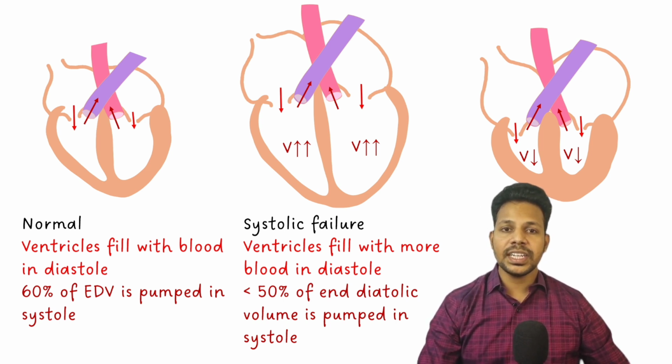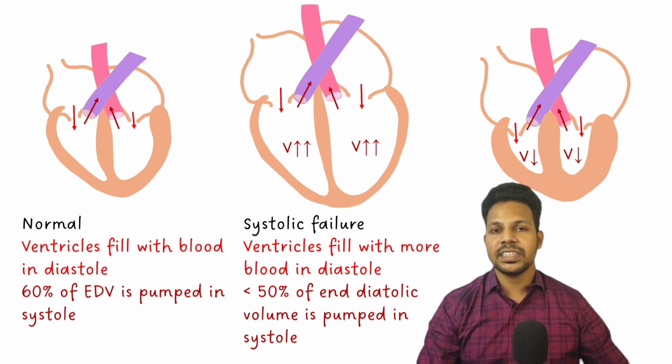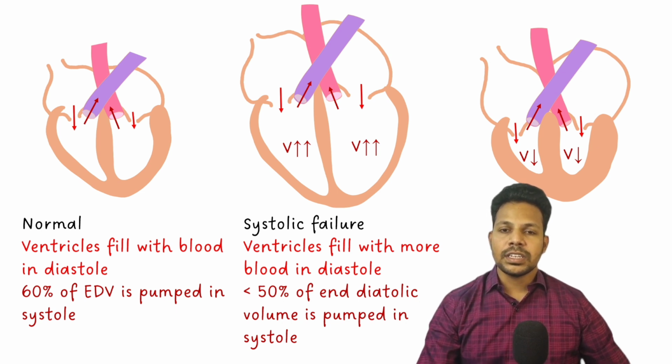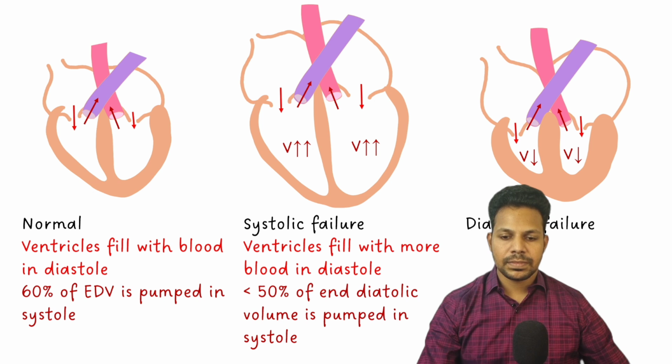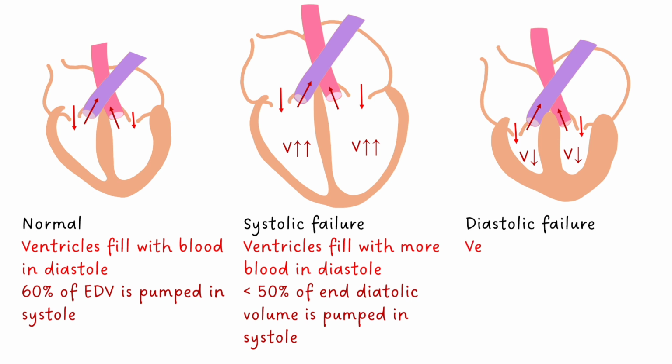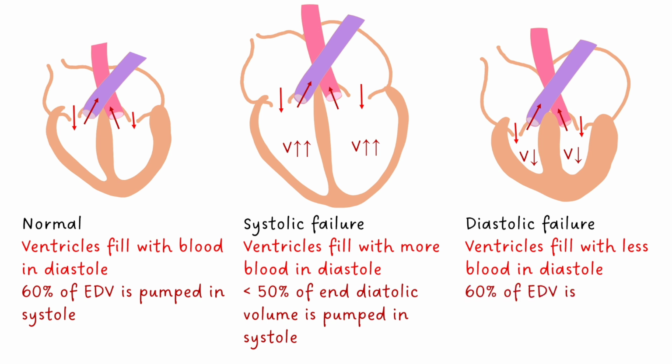Now, when you look at the third image, the ventricular myocardium is thickened, and the ventricular volume is significantly reduced. Thereby, the ventricles fill with less blood now. And even though the ejection fraction is maintained at equal to or more than 60%, still, in terms of quantity, the quantity of blood leaving the ventricles is very much reduced. Hope you understand this.